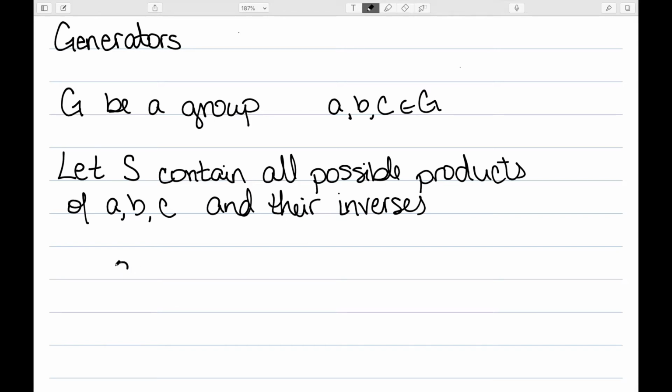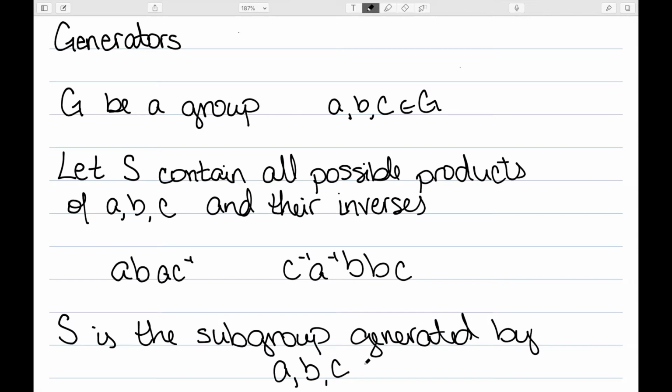So some elements may look like A, B, A, C inverse, or C inverse, A inverse, B, B, C, etc. Then we say S is the subgroup generated by A, B, and C, and this is something that I had defined when I defined cyclic groups as well. But I want to kind of extend this idea.